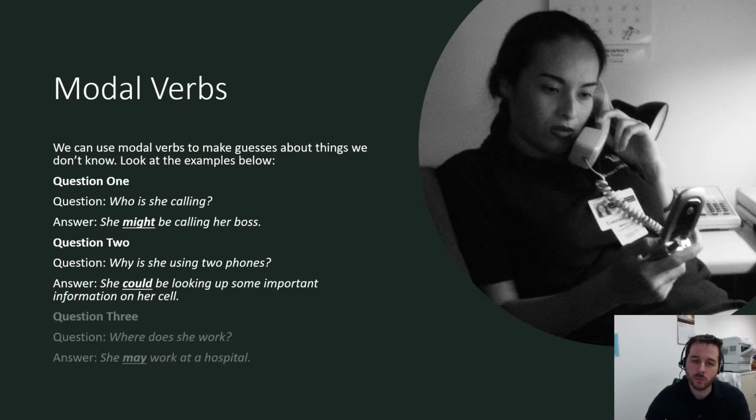For the question, where does she work? One possible answer is that she may work in a hospital. Before moving on, look at the underlined verbs in each answer. What do you think these words mean?